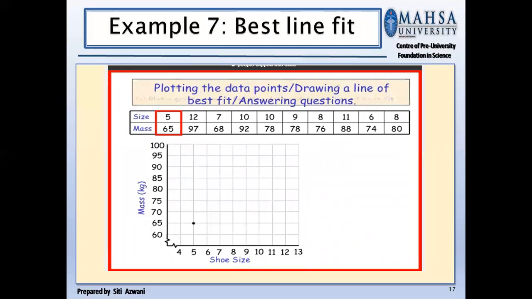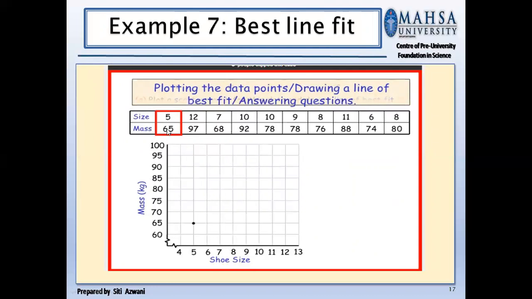Next, example 7. I will show you how to plot the data points, draw a line of best fit, and then you may have a question you need to answer. Here you have a shoe size, starting from 5, maximum is 12, and you want to see the relationship between the shoe size and people's mass. So you have data for the size and data for your mass. Then draw the scale here: y is the mass, x is the shoe size.